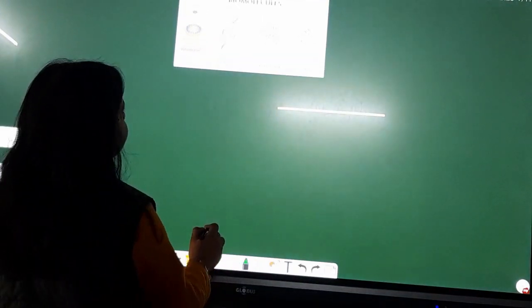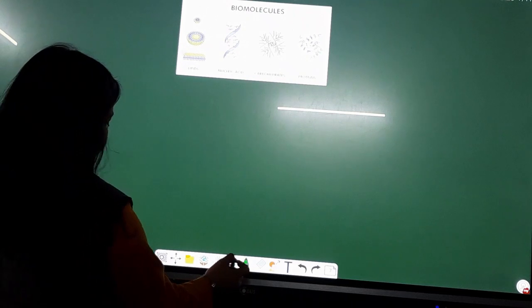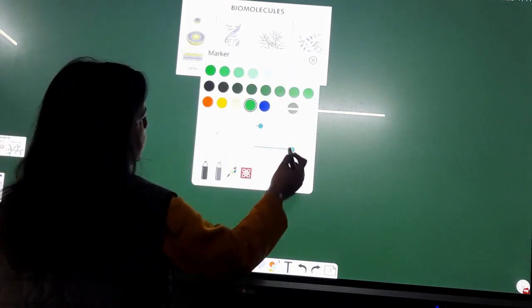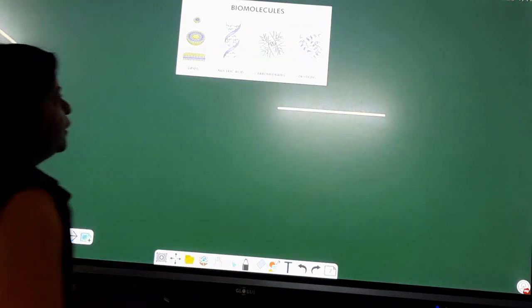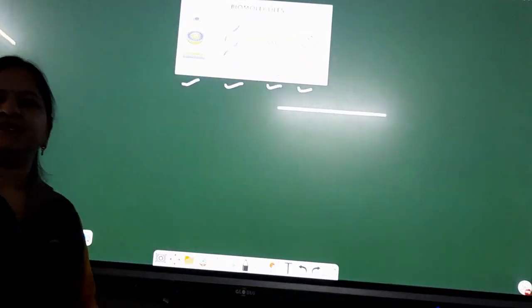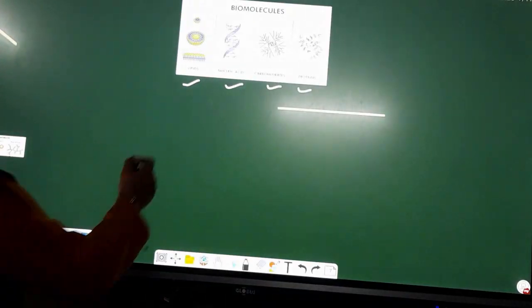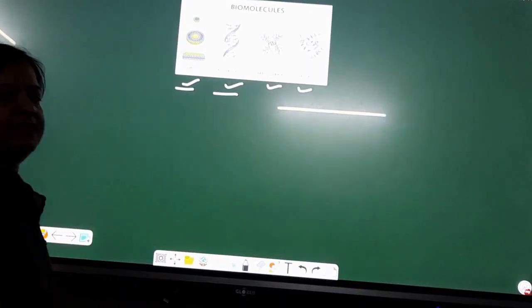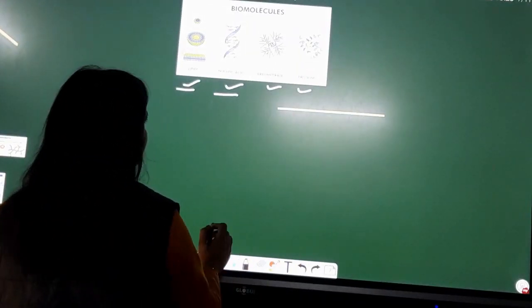Biomolecules. As we have already studied, lipids, nucleic acids, carbohydrates and proteins are the biomolecules. Out of these, we have done lipids and nucleic acids in the last lecture. Now we will do carbohydrates and proteins. So our first topic is carbohydrates.